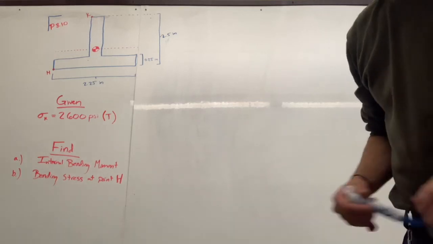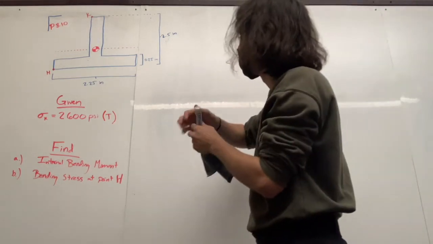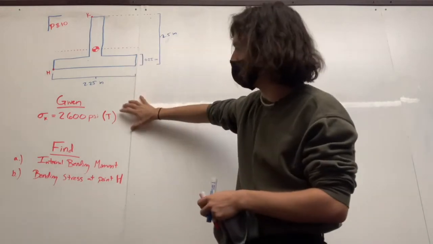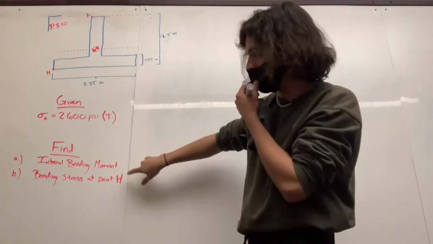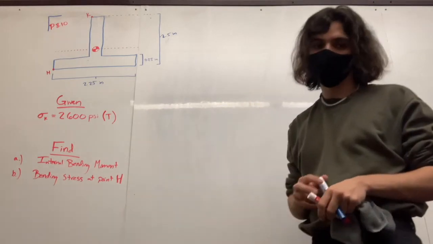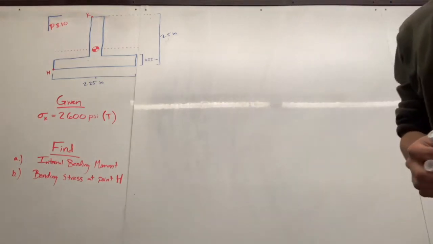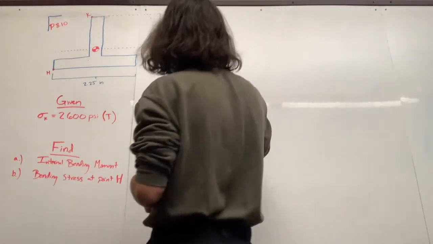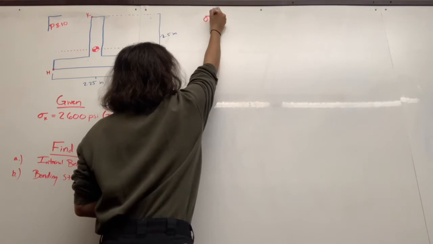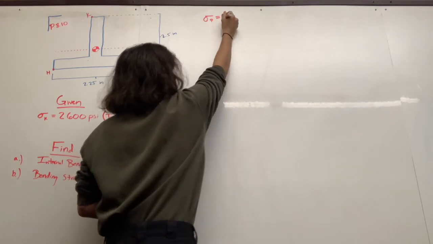All right, so this is 8.10. This is the image we're given. We're given the internal bending stress at point K. We have to find the internal bending moment and the bending stress at point H. So to start, we need to write down the equations that we're going to be using. The main one is the stress equation, which is this.